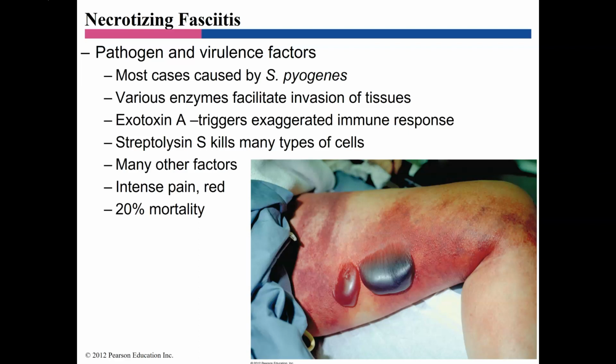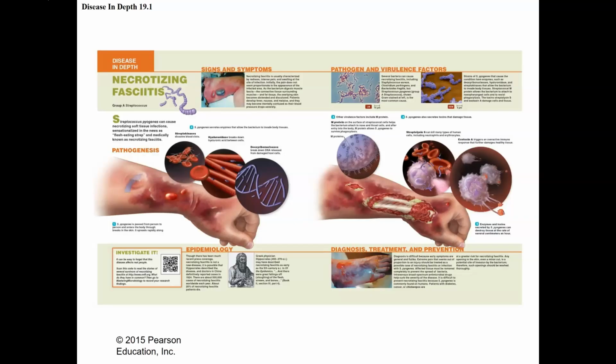There's a whole insert inside of your textbook shown on this next slide. It goes through the details of how this organism causes this terrible infection. Necrotizing fasciitis can be caused by some other organisms, but it's often caused by Streptococcus pyogenes, and it's a very dangerous problem when it does occur.